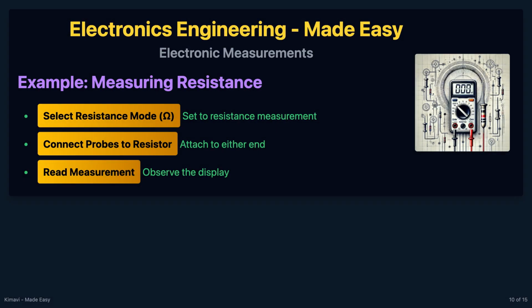For example, to measure the resistance of a resistor, set the multimeter to the resistance measurement mode, denoted by the ohm symbol. Connect the probes to either end of the resistor and observe the resistance value on the display.